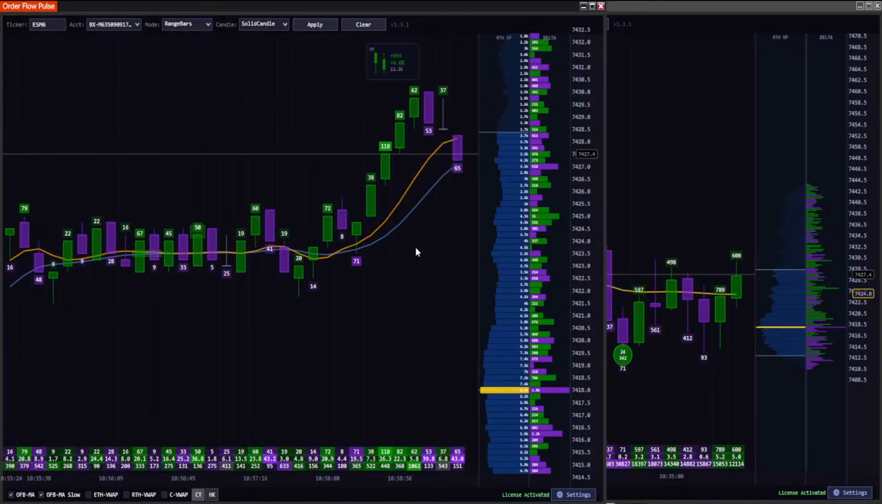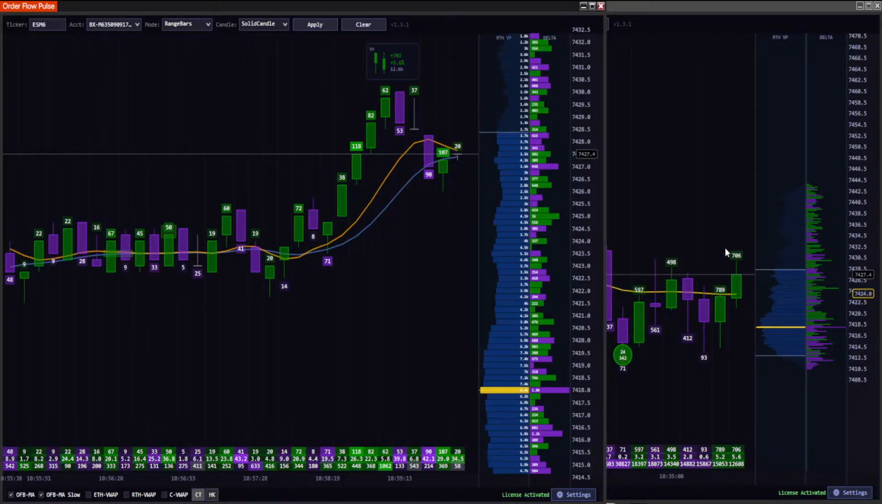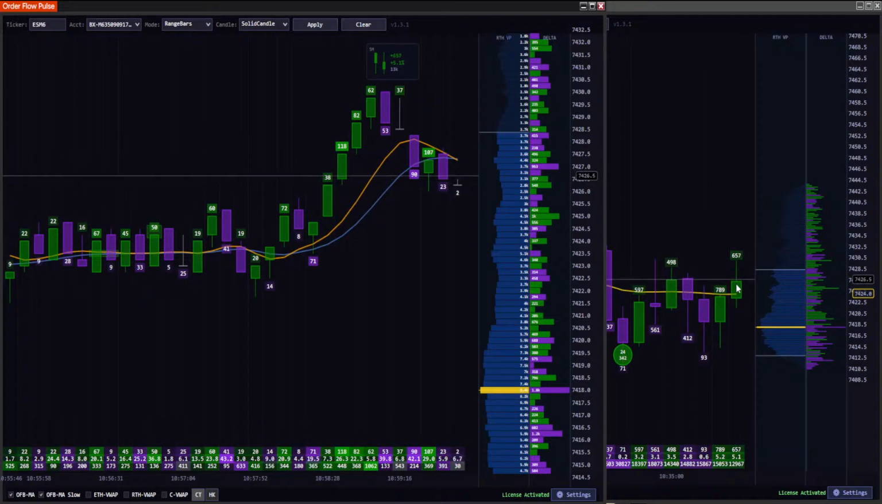I'd like to have a close above this VWAP right here. I'd like to have a close above the VWAP on the 5 minute. We got less than a minute. A close and a hold, not a close and a trade back down below. That's not what I'm looking for.